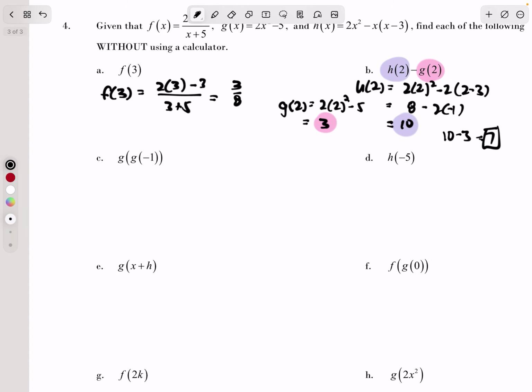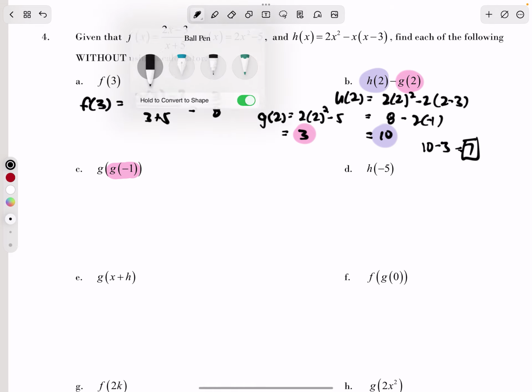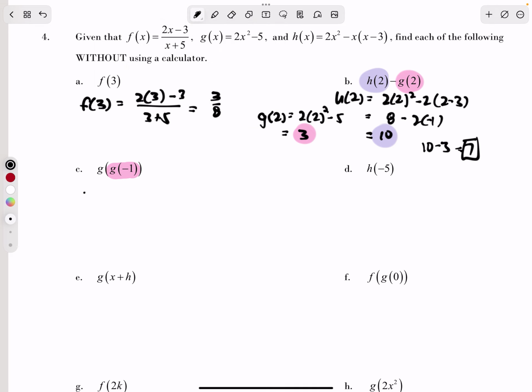Minus g of 2. So it's 10 minus 3 equals 7. That's a lot of work for a not satisfying answer. Here, these are called compositions, and I want to evaluate the inside piece first. So the question is, what is g of -1?